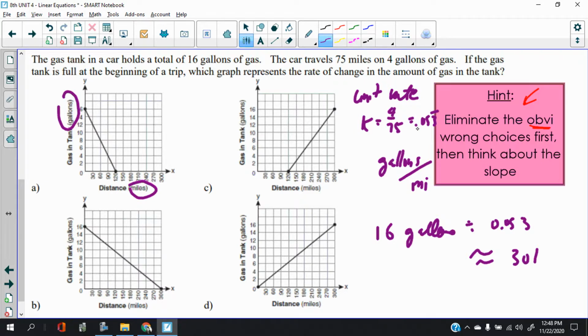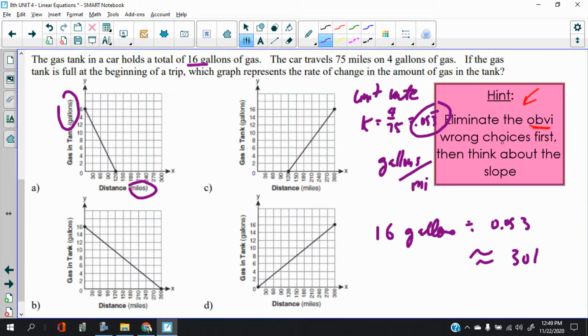So I got 0.053 with the 3 repeating when I did 4 over 75, right? So 0.053 gallons per mile. And I knew that it has 16 gallons of gas. So I want to see how many of these unit rates can go into 16 gallons of gas, so to speak, right? And I got 301. So now look back at the hint. Eliminate the obvious wrong choices first, right? And then think about the slope.